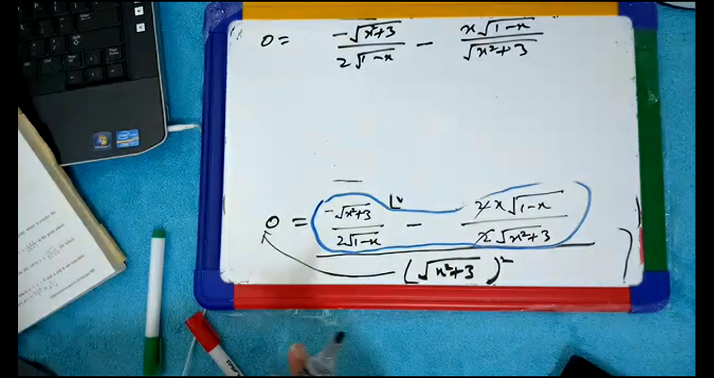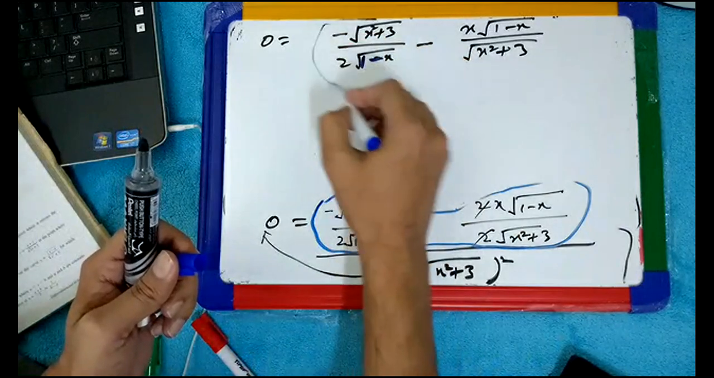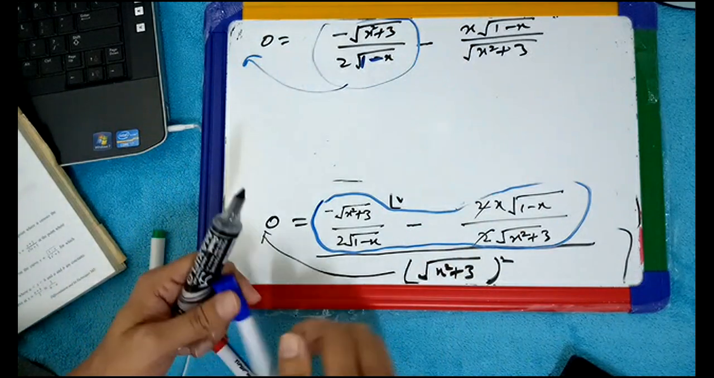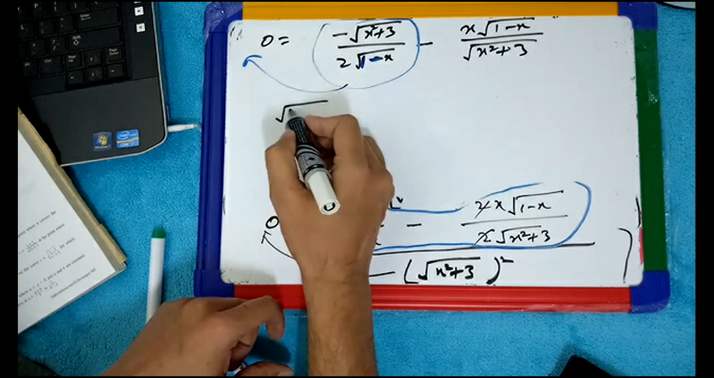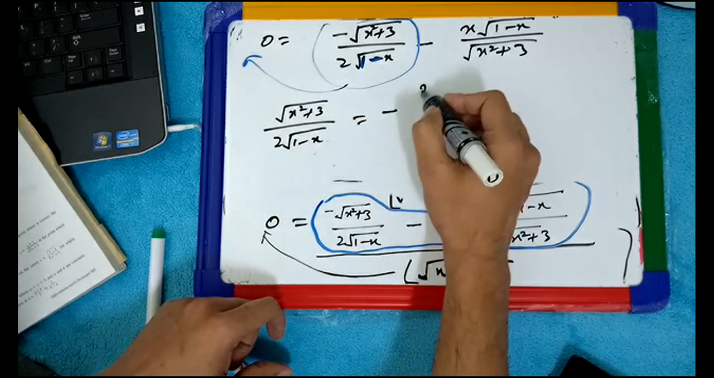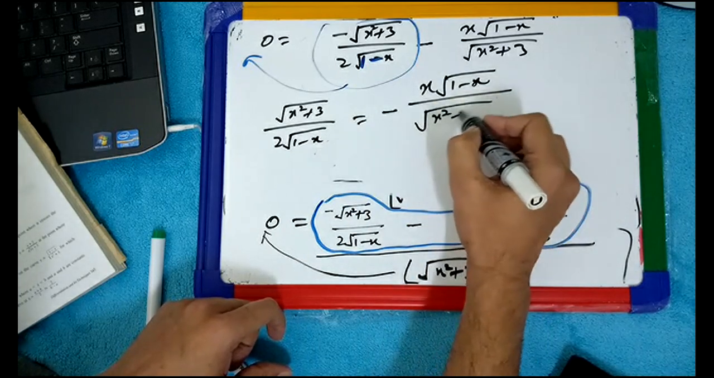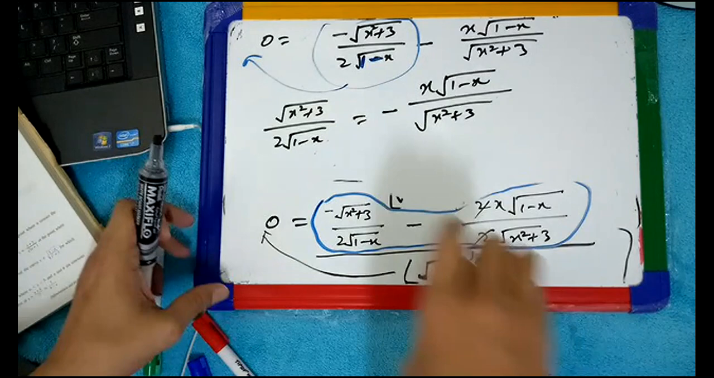You agree? So now I will take the whole of this fraction over here on the left side. So this fraction will become plus. It will be like this: x squared plus 3 over 2 square root of 1 minus x, and this is 1 minus x over the square root of x squared plus 3. Got it? Okay, now I clear this part. I don't need this.